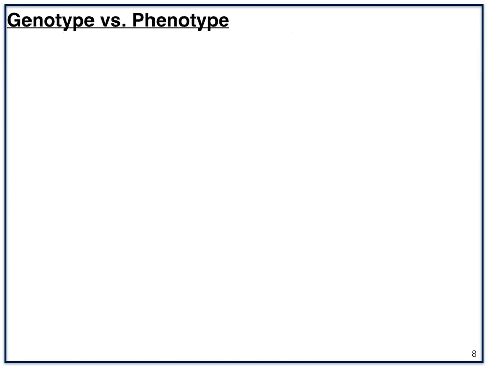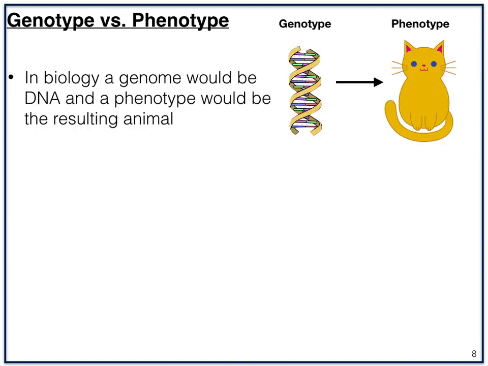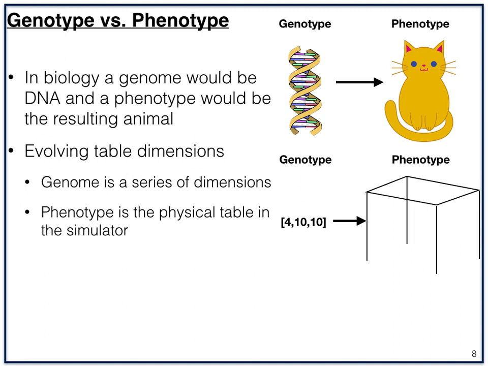So very quickly, I want to talk about the idea of genotype versus phenotype. So in biology, a genome would be your DNA, and your phenotype would be your resulting animal, your resulting creature. For the task of evolving a table dimension, a genome would be that series of dimensions, that series of numbers, and the phenotype would be the physical table. So one way of differentiating the genotype from phenotype is a genotype is what gets operated on by the search. It's what gets permutated. Whereas a phenotype, it's what gets evaluated. It's what gets put into our fitness function that gets crunched on and gives us back our fitness or non-fitness.